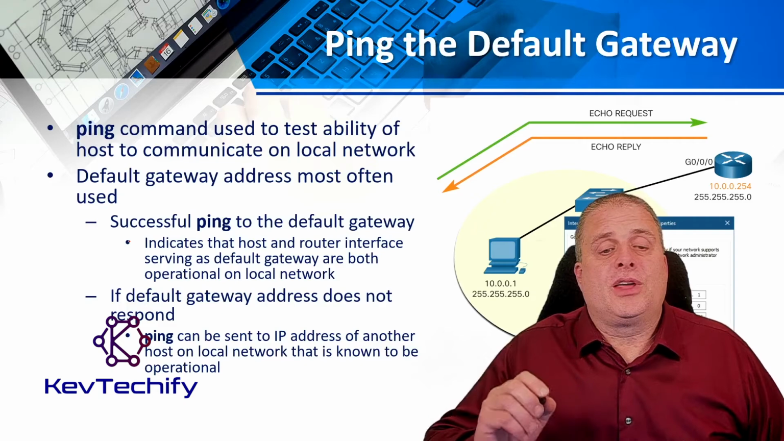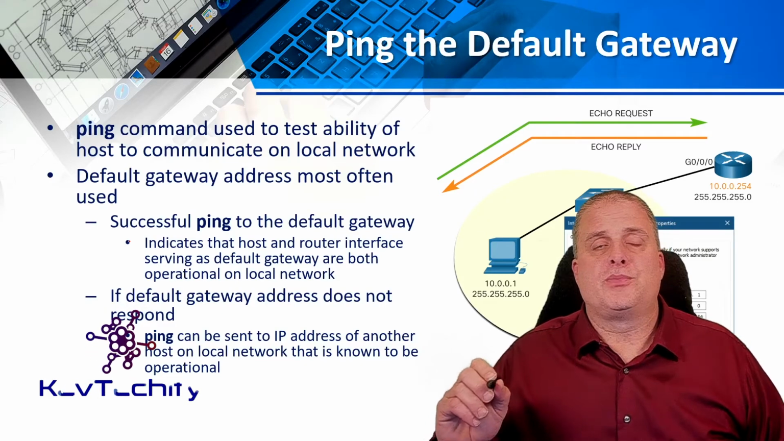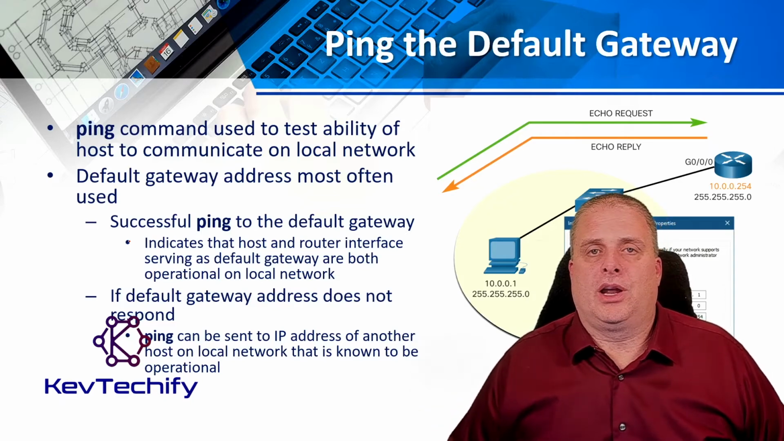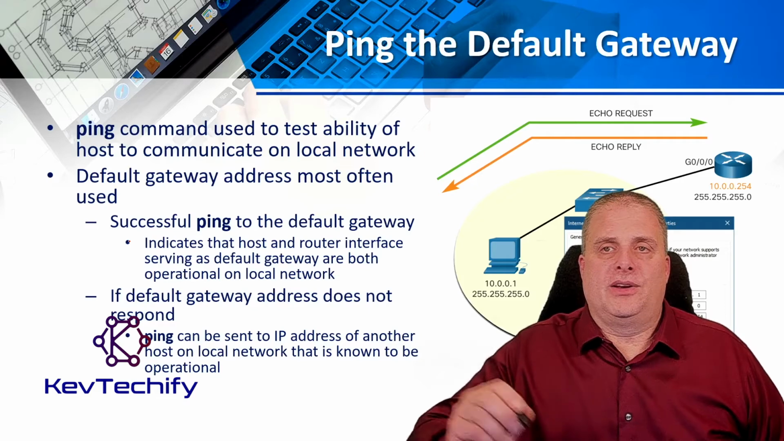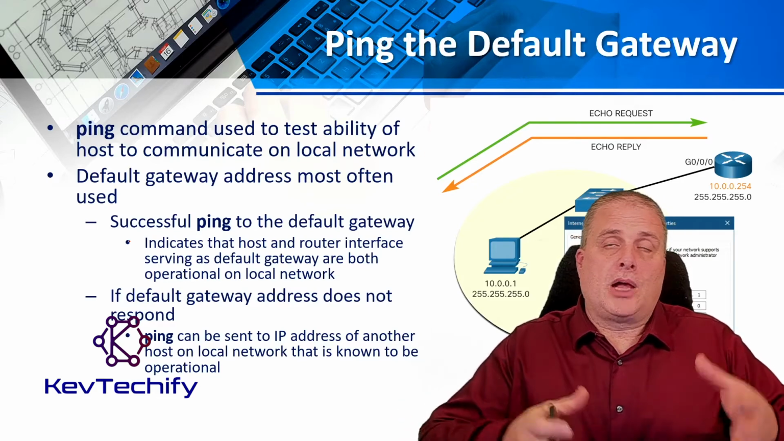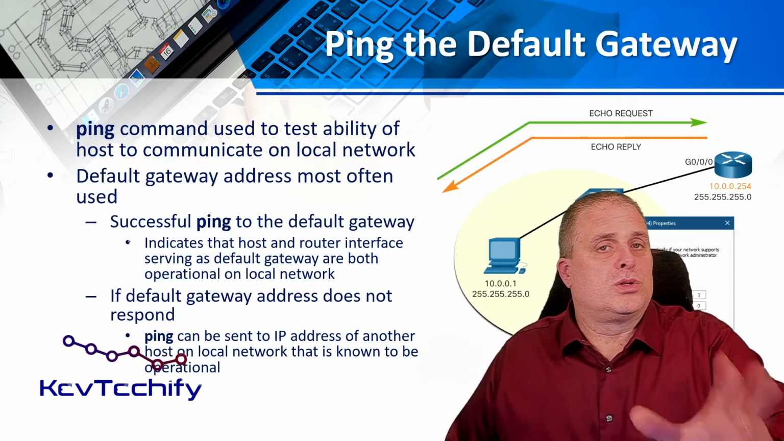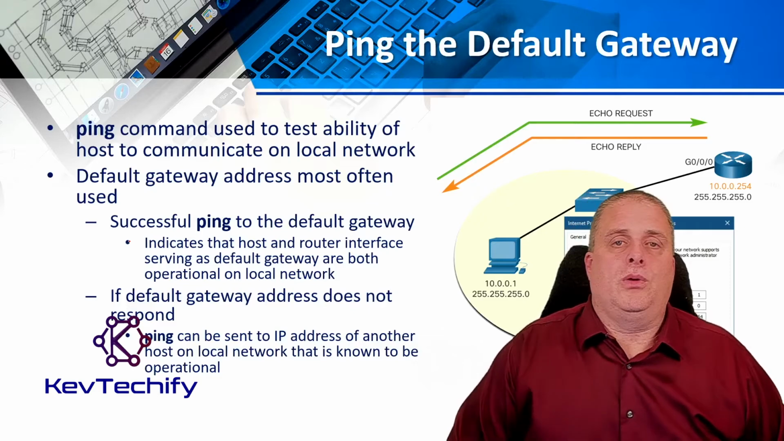If the default gateway doesn't respond, a lot of times what you will do is ping another IP address on your network that you know will respond to verify your network connectivity. If the ping still doesn't work, then it's probably local on your PC. If the ping to another remote host works, then you need to look at your default gateway.